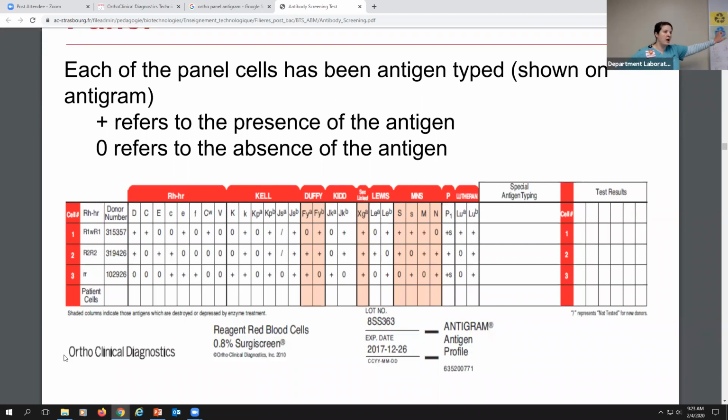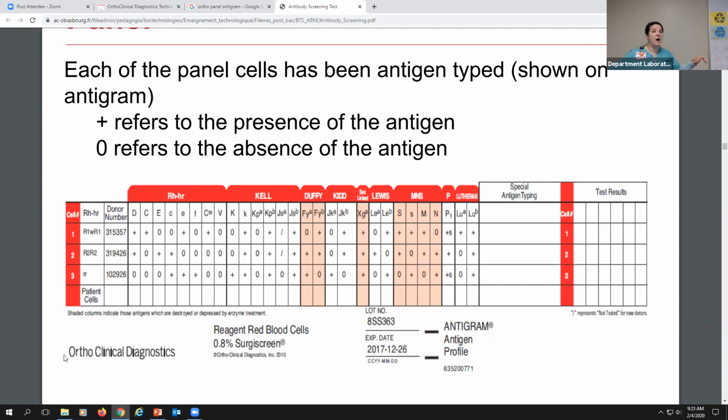Notice all of the shaded columns. Duffy A and Duffy B are shaded. M and N, big S and little s are shaded, correct? Those are destroyed by enzyme, all right? So that's a little trick that you can always look at your panels. If you have a brain malfunction and forget which ones are destroyed, you can always check your panel. Duffy A, Duffy B, M, N, and S.